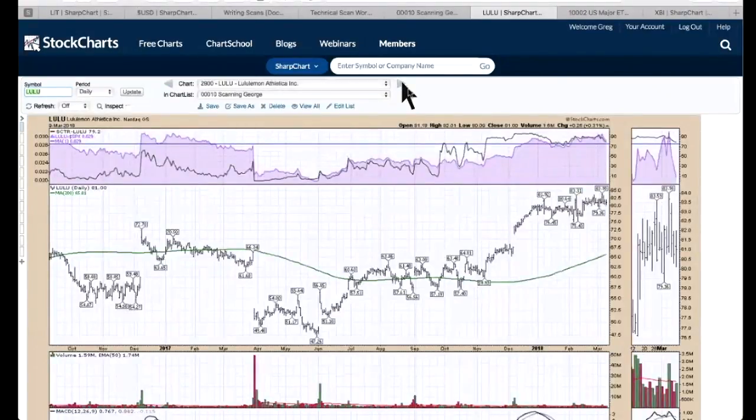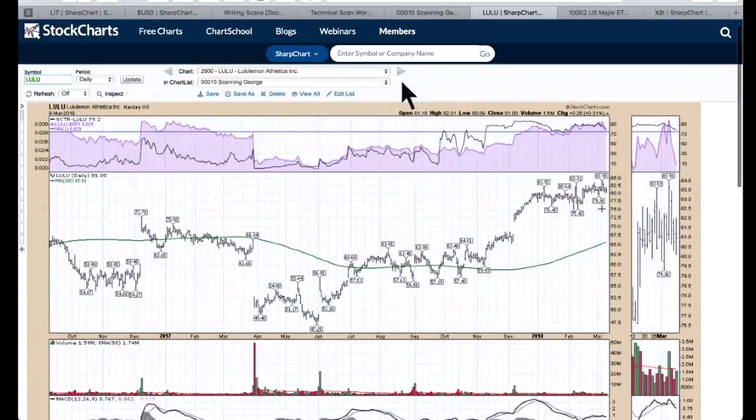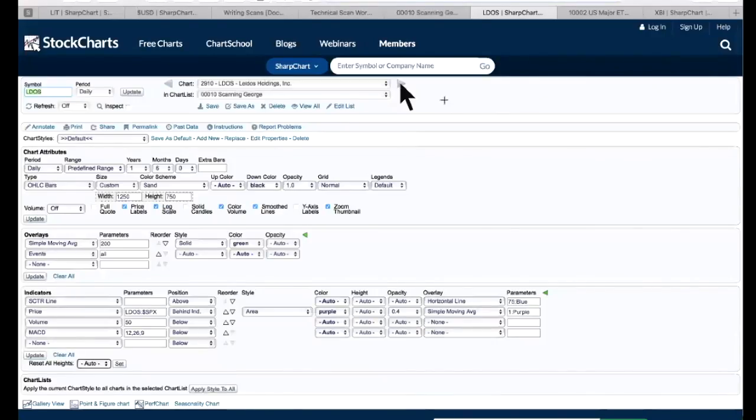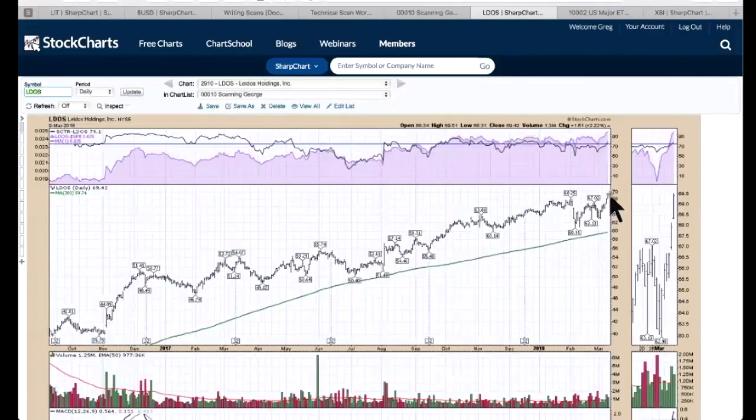Here's Lululemon. So, consolidating for 3 months here. Can it break out to the upside? Great question. I just think that there's some really good stocks here to start looking at. Here's one making new 3-month highs on Friday, but it's been a relatively strong stock working its way up. So it's that kind of thing that you can grab.